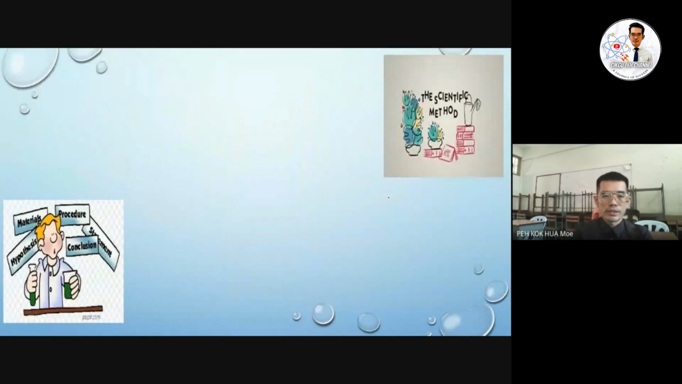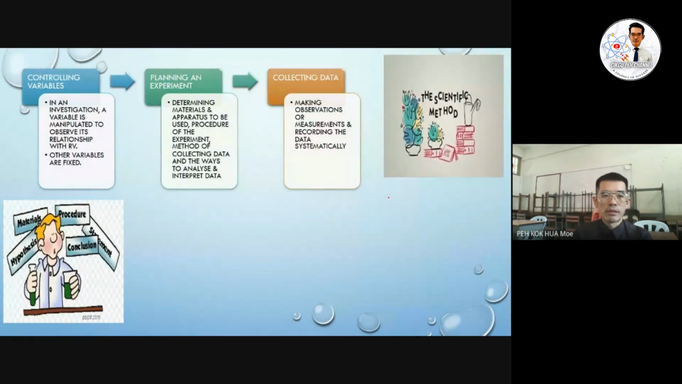Okay, so the next step, number 6, will be controlling variables and investigating the variable manipulated to observe its relation with the RV. Okay, other variables are fixed. So that means here is a fixed variable. Okay, so planning an experiment: determining the material, apparatus to be used, procedure of the experiment, method of collecting data, and the way to analyse and interpret the data. Okay, so you have to have your steps for your experiment.